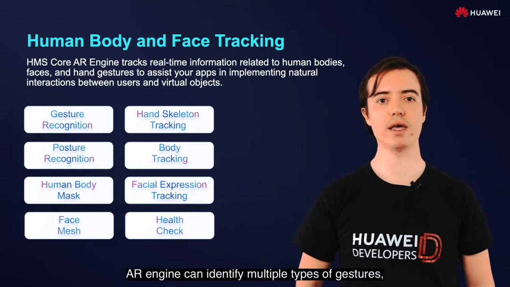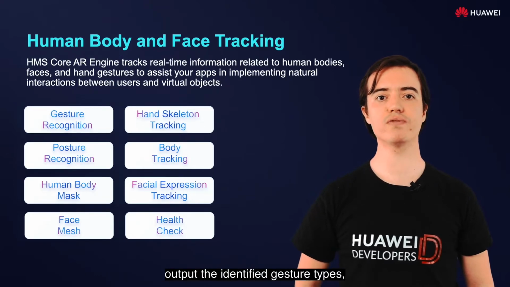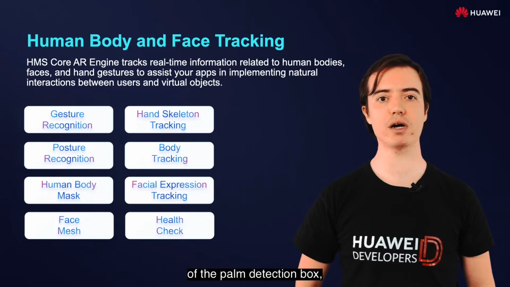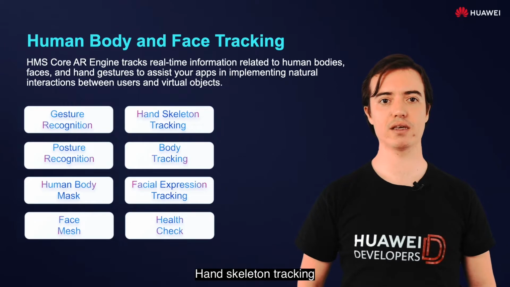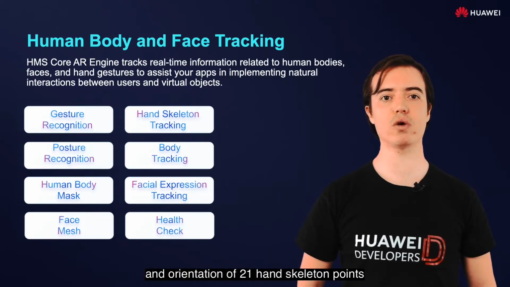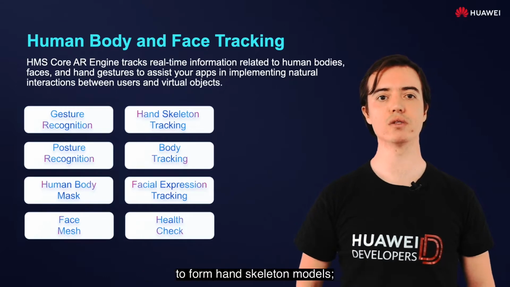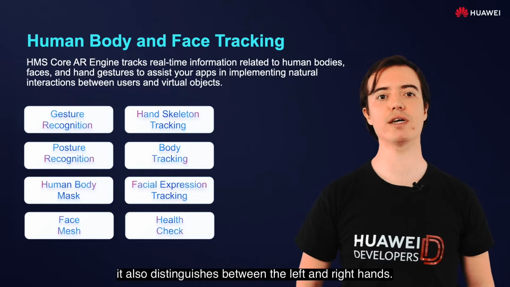Gesture recognition. AR Engine can identify multiple types of gestures, output the identified gesture types, and provide the screen coordinates of the palm detection box for both the left and right hands. Hand skeleton tracking. This feature identifies and tracks the position and orientation of 21 hand skeleton points to form hand skeleton models. It also distinguishes between the left and the right hands.